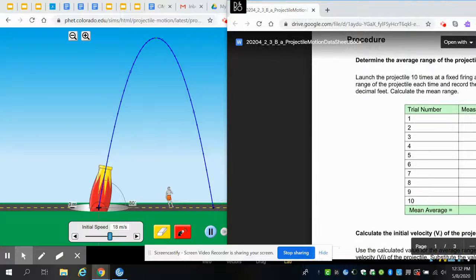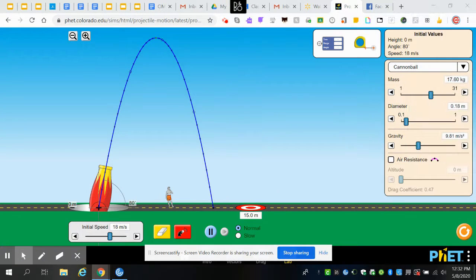If you did it with your own one that you built, great. If you didn't build one, then you'll just mark that at 30 and launch that 10 times. Okay. You will record the measured meters. It doesn't matter if it hits this or not.